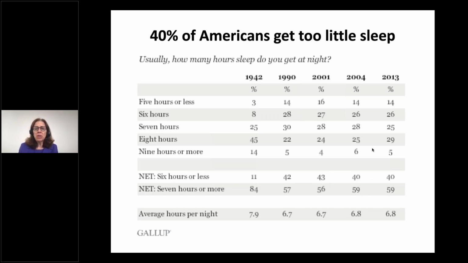And as we look at surveys from about 1990 onward, we see that at least 40% of people are getting 6 hours or less of sleep, and this is across adults. Now, if you look earlier, here's 1942, it was only 11%, and those of us who can remember earlier years like the 50s or even the 60s, the society has really changed a lot since then.